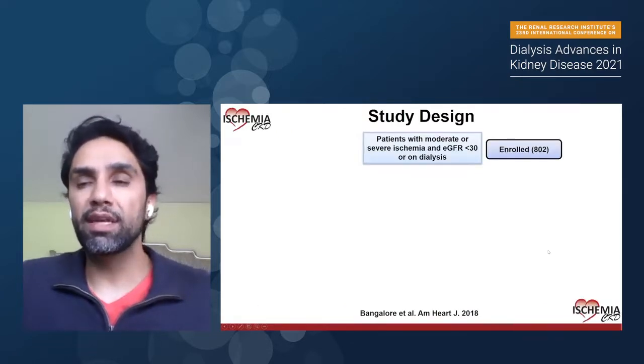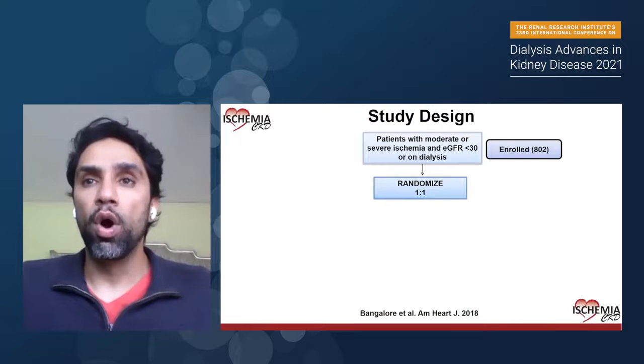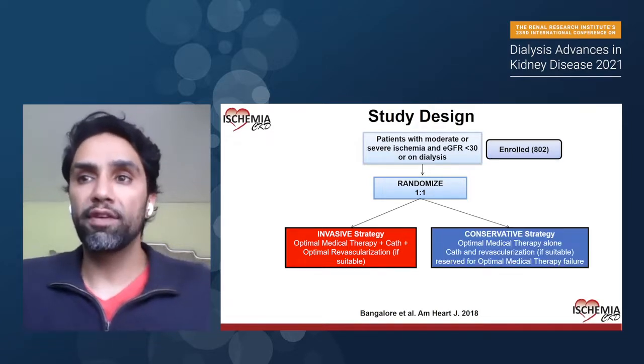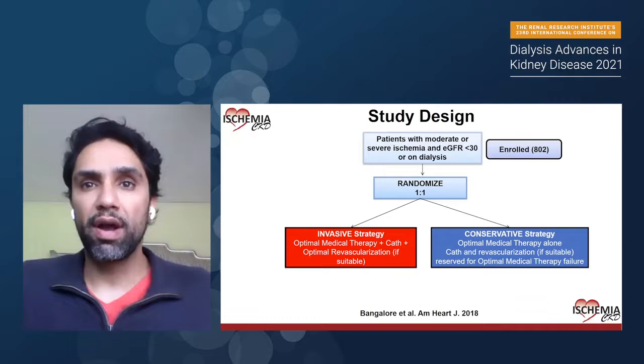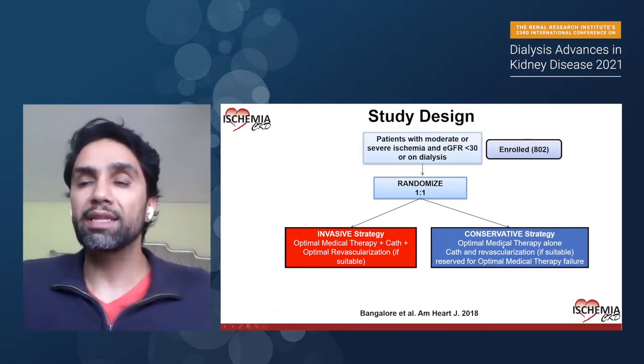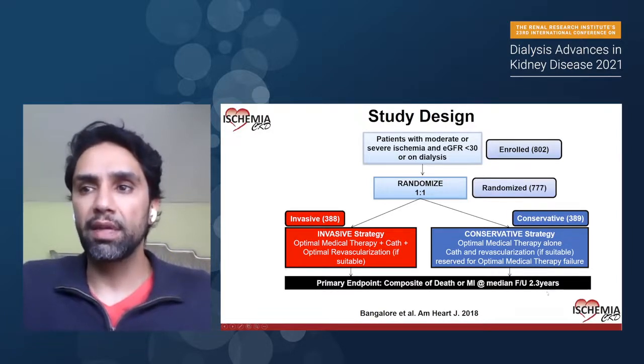So let's talk about the ISCHEMIA-CKD study, which is probably the most important study that we're going to talk about. The ISCHEMIA-CKD study was a randomized controlled trial taking patients with an eGFR of less than 30 or on dialysis and randomizing these patients 1-to-1 to an invasive strategy with optimal medical therapy plus a cath and optimal revascularization if suitable, or conservative therapy, which basically is a strategy trial. Either you do an invasive strategy up front or you do a conservative strategy up front and wait until the patients become symptomatic, if they do, and then follow them up in this study at a median of 2.3 years for a composite of death or myocardial infarction.